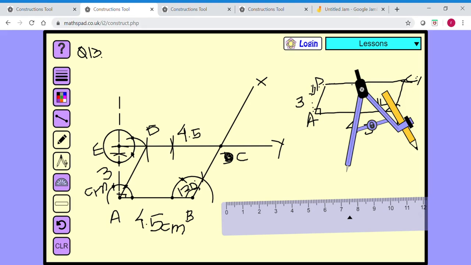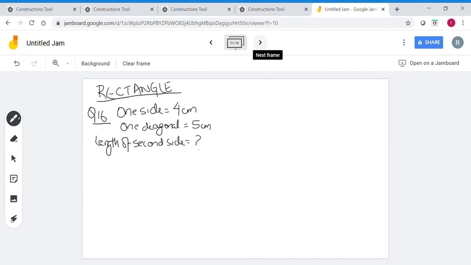Let's move on to the next type of construction, which is a rectangle. Before we move on to the rectangle, let's quickly revise certain properties of a rectangle. So this is how our rectangle would look. All vertex angles are 90 degrees. A rectangle is a type of parallelogram, which means opposite sides are parallel and equal.